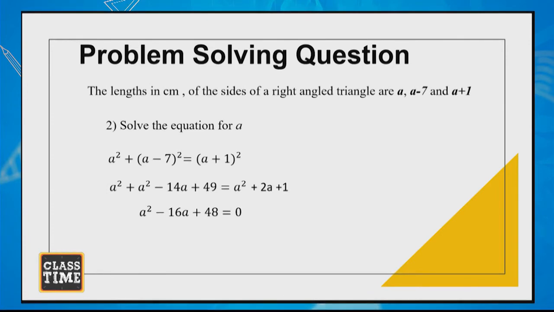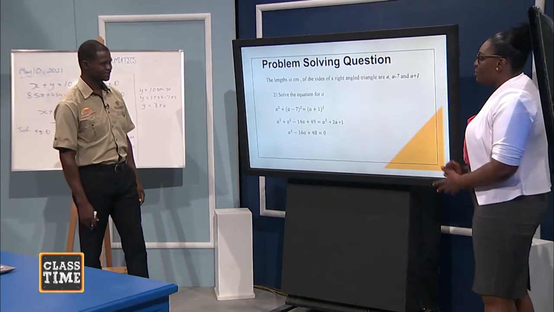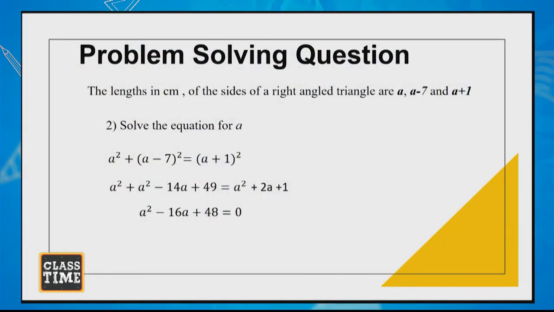Now, this looks like something I've seen before. What does this look like to you? It looks like a quadratic equation. And how do we know that it's a quadratic equation? Well, I'm seeing that the highest power there is a square. Indeed. A square. So the A squared, and it goes down.